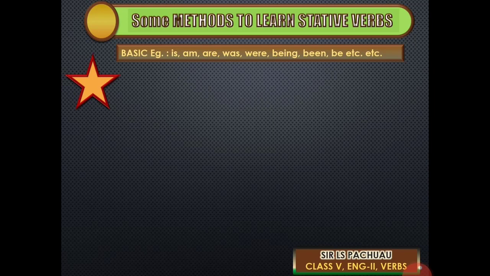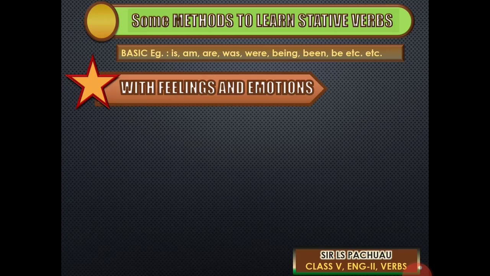But it's easier to identify stative verbs with feelings and emotions. When it involves feelings and emotions, we can know that the word we use that has to do with feelings and emotions is a stative verb. Here, I love to watch fantasy movies. Love involves feelings or emotions, so love here is a stative verb.